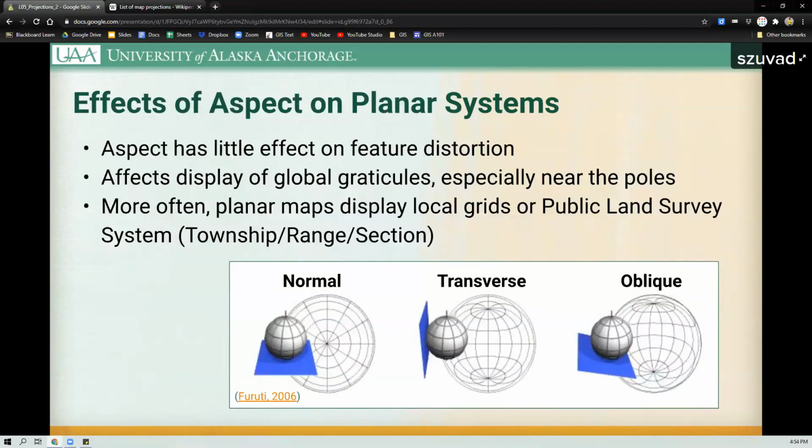Okay, so we talked about aspects just briefly, and so this is going to add on a whole other subset for planar systems, because it's something that we use quite a bit more when we talk about planar systems than either of the other two systems. So the aspect is the point from which you, as the map maker, are observing the Earth and the plane on which you're projecting the Earth.